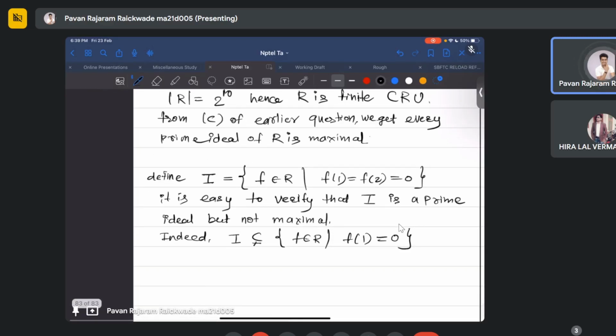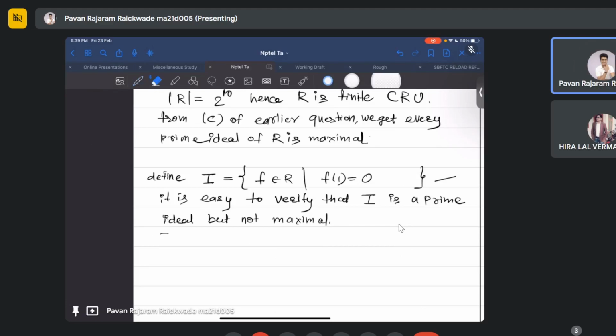Okay, so this is a prime ideal, hence a maximal ideal also. Oh no, there's a mistake. This is properly not contained. This is the same. Let's change this. This is f(1) equals 0. I is a prime, hence maximal.